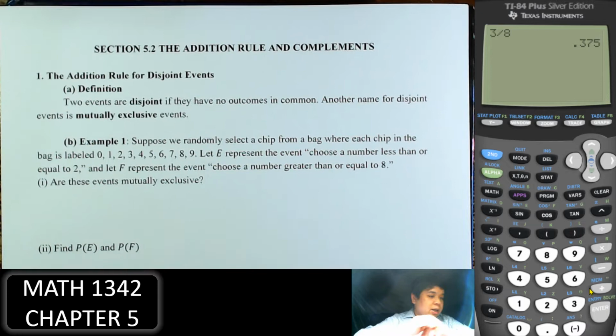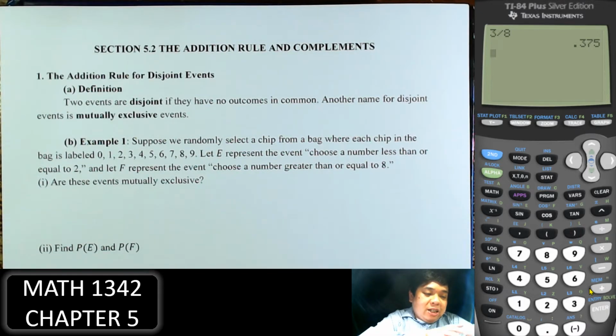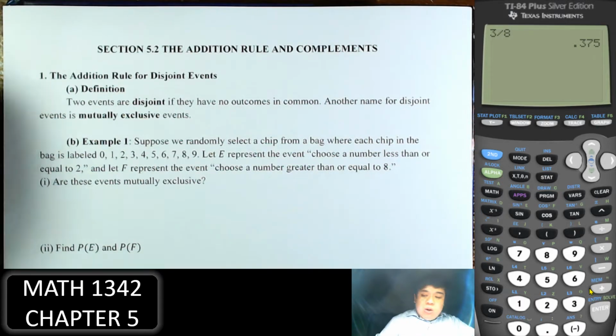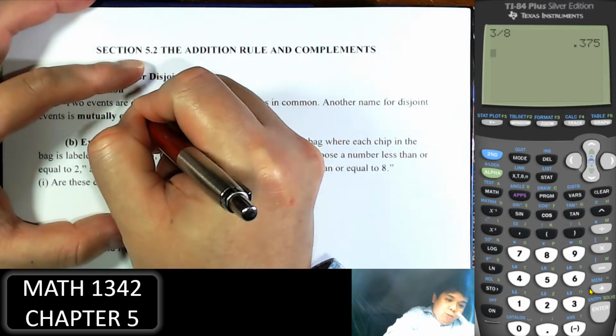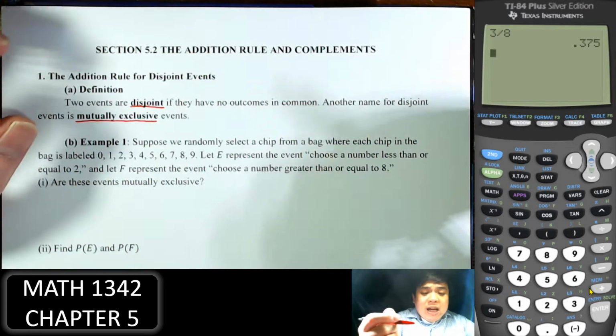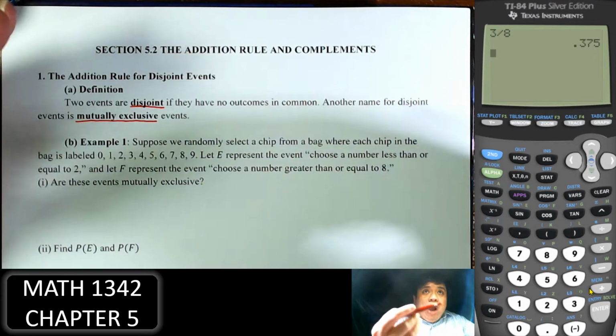Right. Second section, addition rule and complements. So addition meaning we add. Two events are disjoint or mutually exclusive, those two mean the same thing, if they have no outcomes in common.